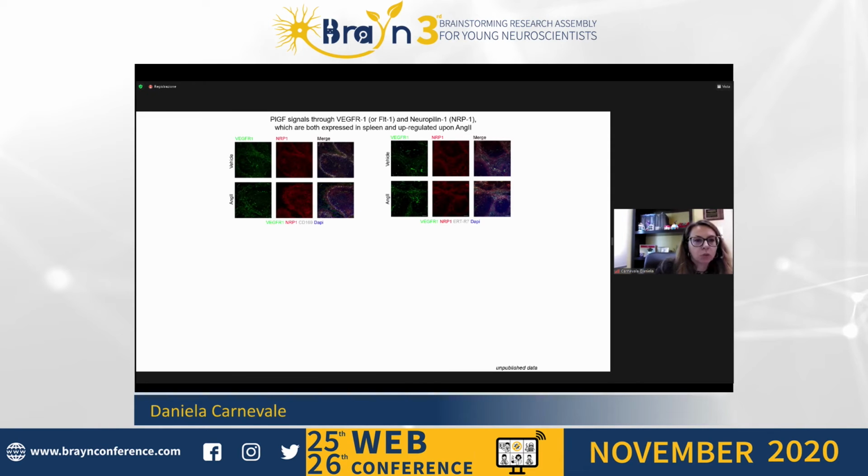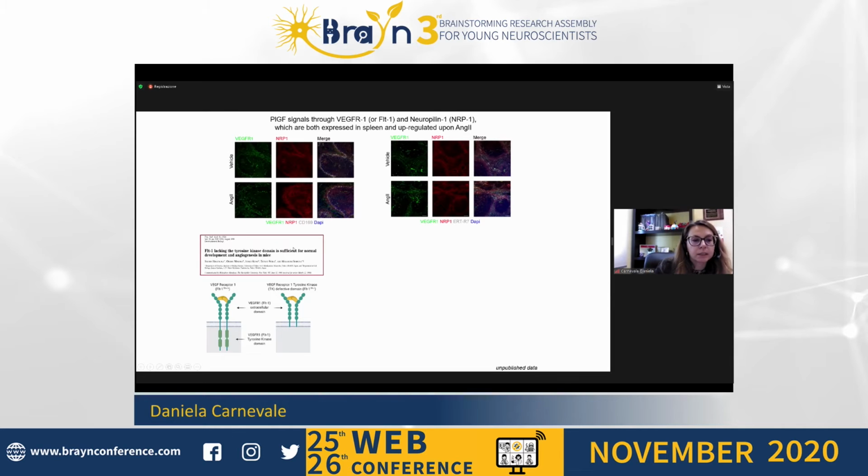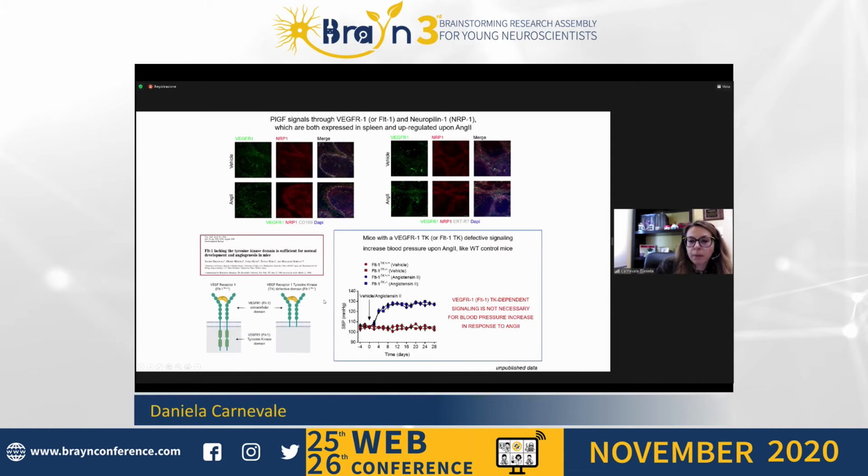Thus, to investigate the role of VEGF receptor 1, since the knockout of this model is embryonic lethal, we exploited a model that has a tyrosine kinase defective domain. So basically, in this mouse model, we have the receptor, but the receptor is unable to transduce the signal. We infused angiotensin II in these mice, and to our surprise, we had no effect because these mice were hypertensive like wild-type mice, suggesting that the canonical pathway that transduces PLGF signaling is not relevant for this neuroimmune-mediated hypertensive response.